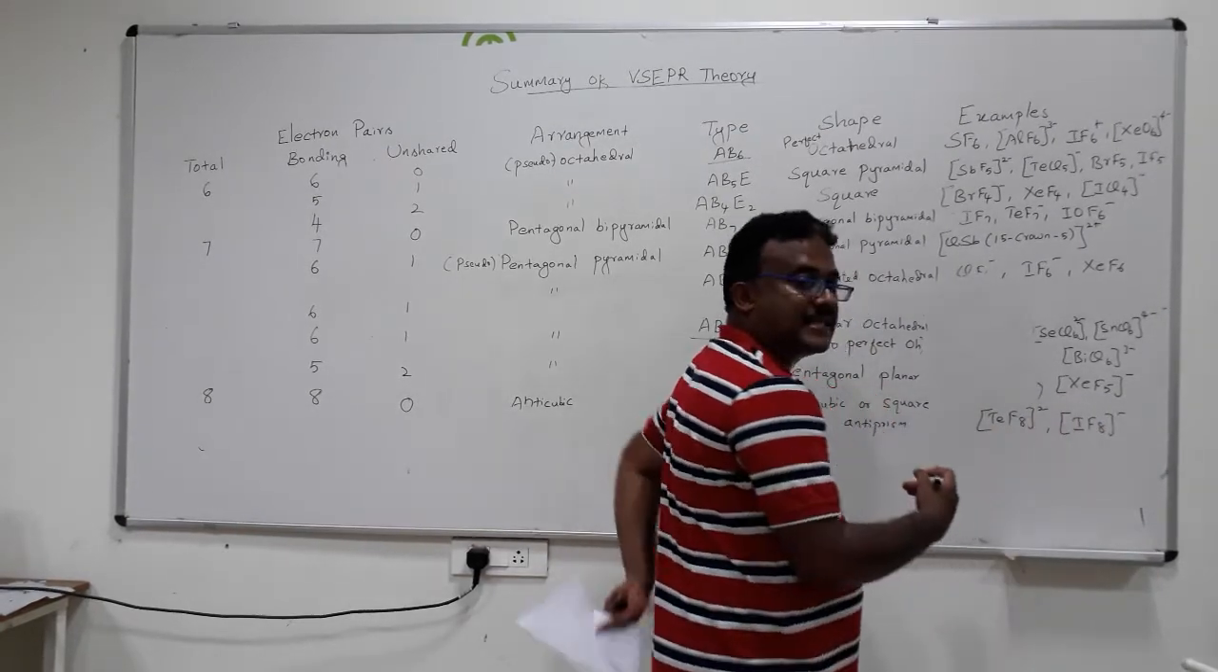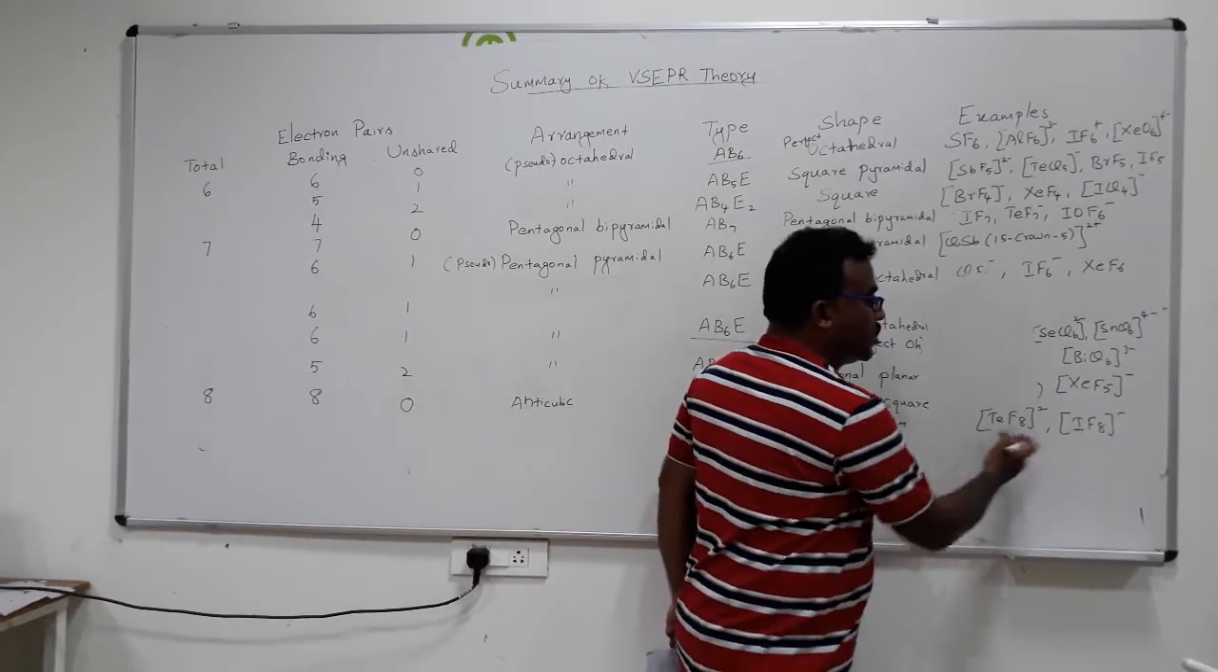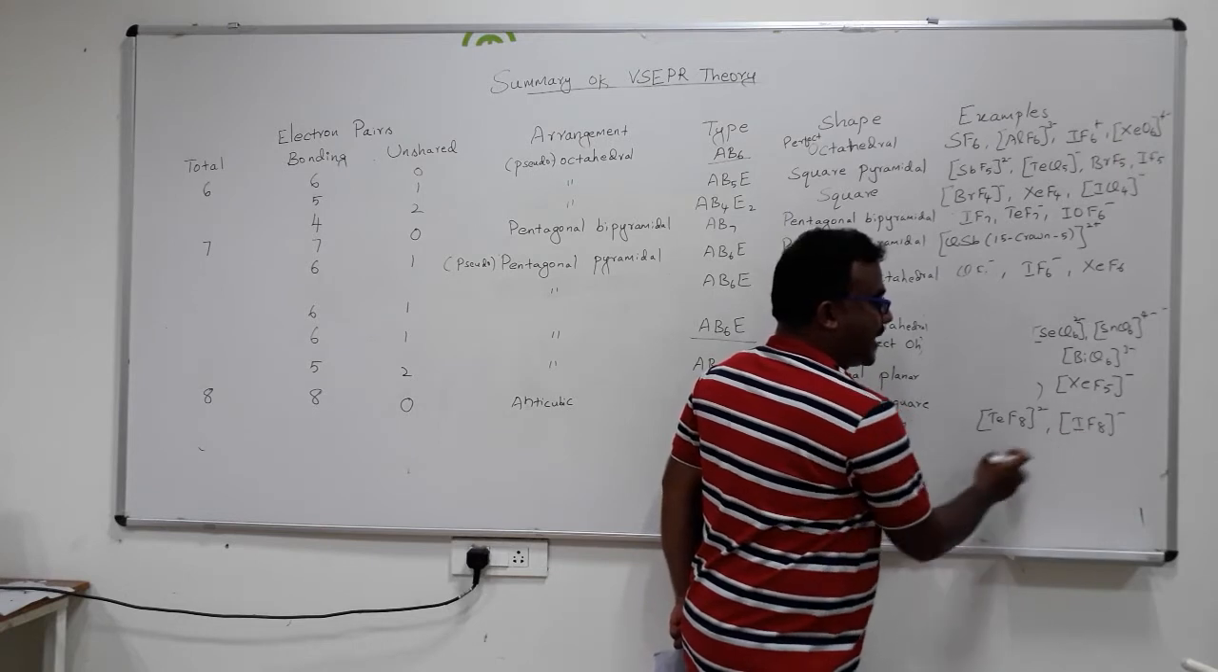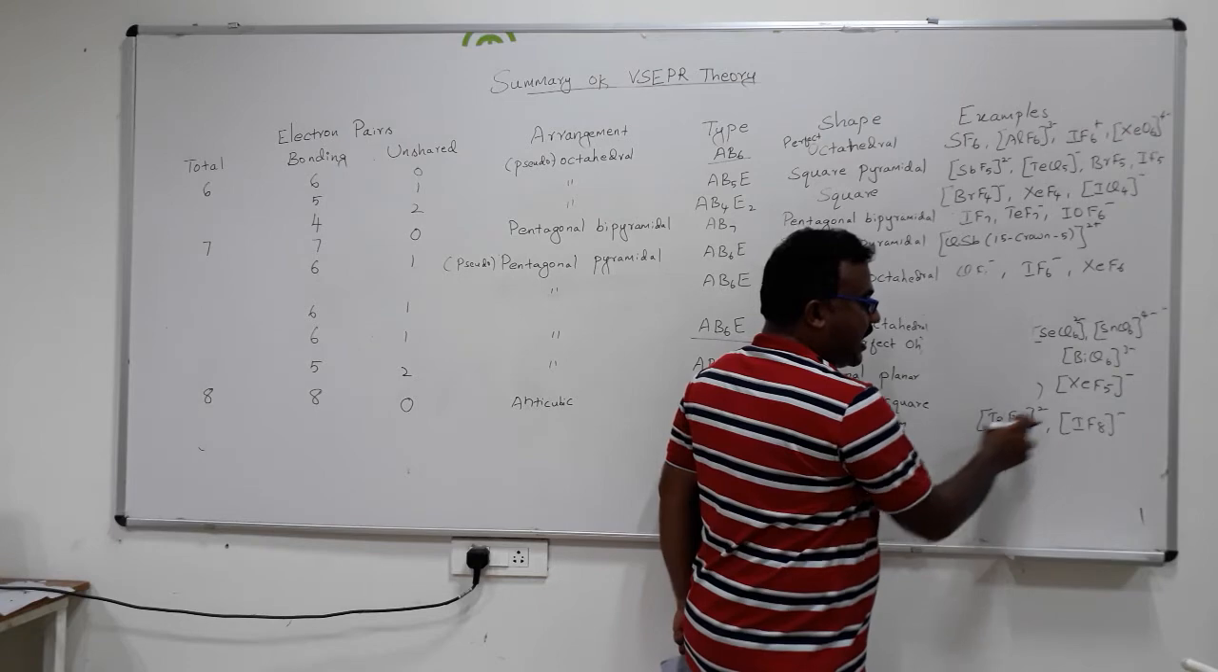In most cases, if you know the principle of isoelectronic species, it's very easy to draw any of them. If you keep one in memory, I minus is isoelectronic with Te2 minus.